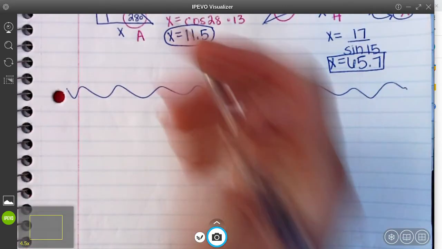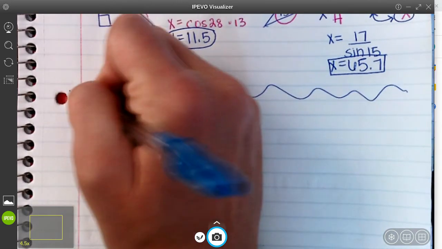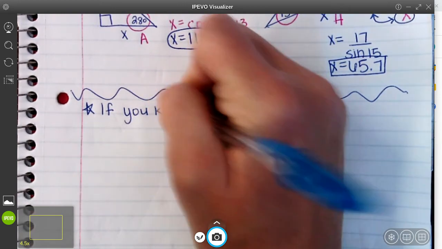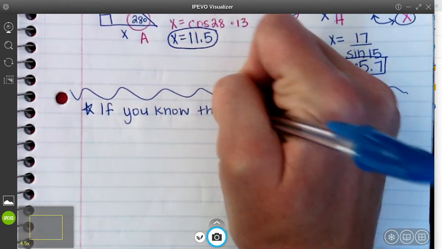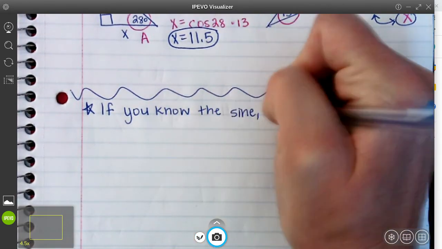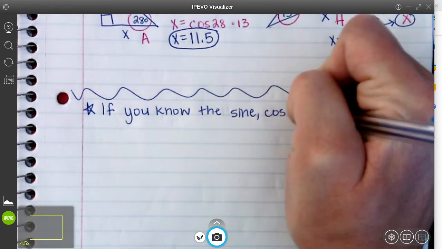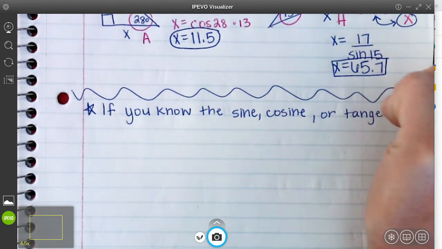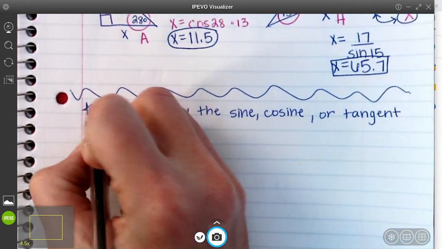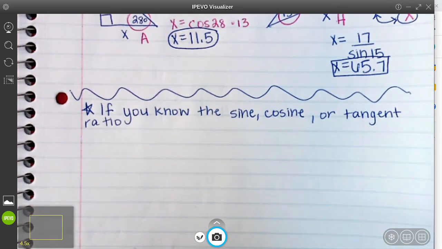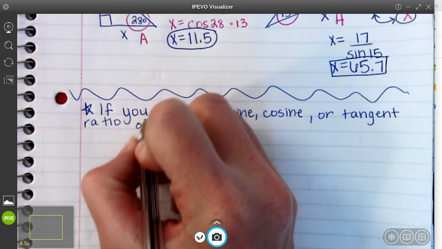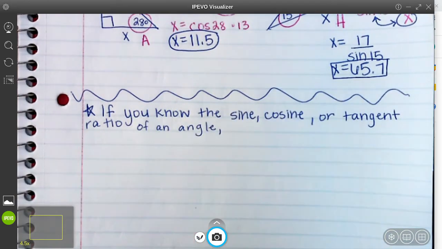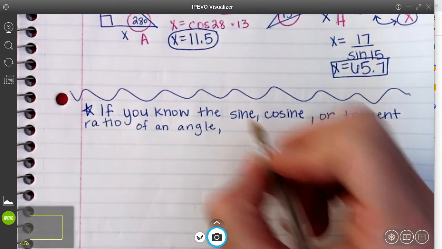So just write this little sentence right here for me in our notes, and then we'll do the examples. If you know the sine, cosine, or tangent ratio of an angle, you can use the inverse functions.